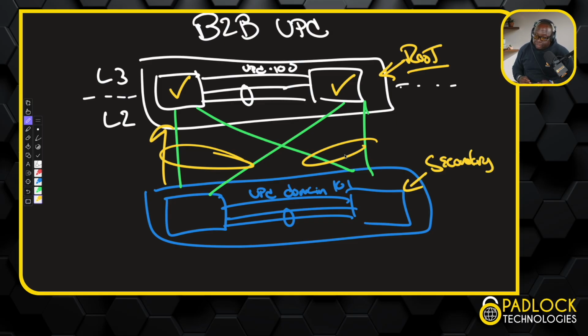FEX modules. If you know about the Nexus 2Ks, give me a thumbs up or a comment or a like on the video, because those were not the best thing in the world when they introduced those. I understand the concept, but fabric extenders really weren't the best thing to do.